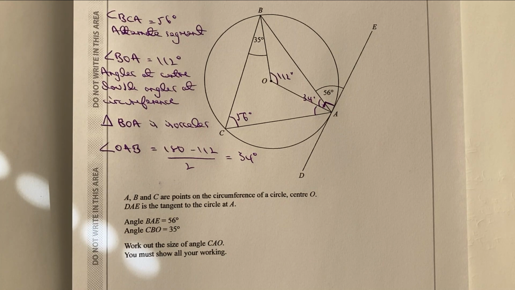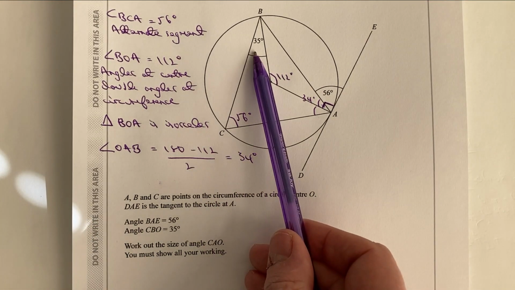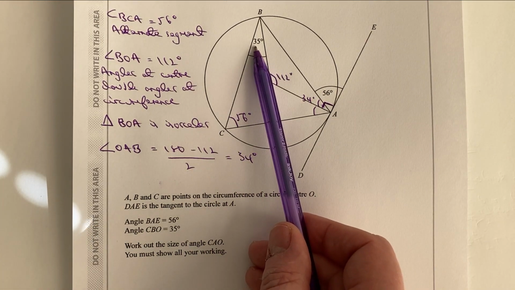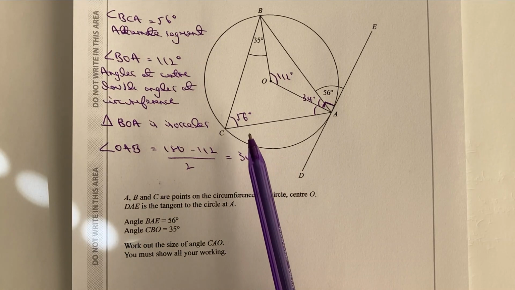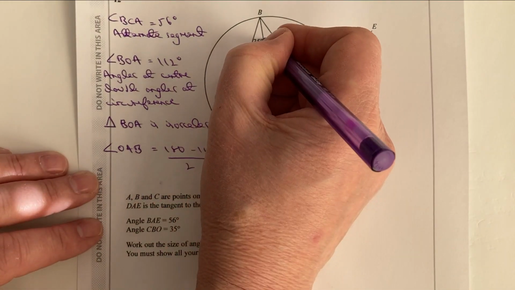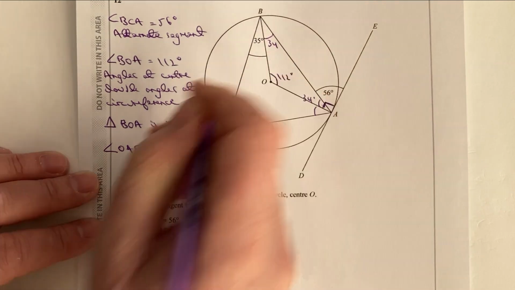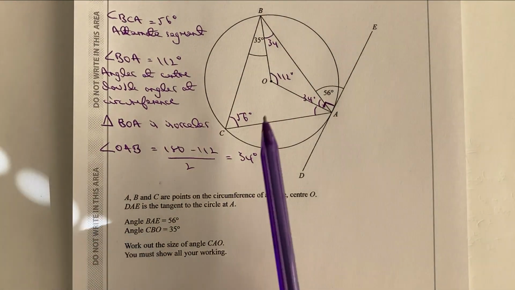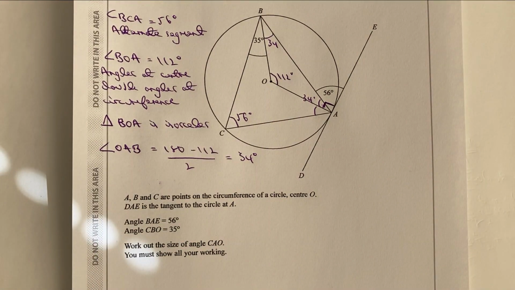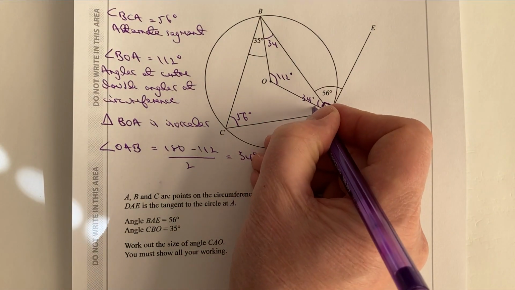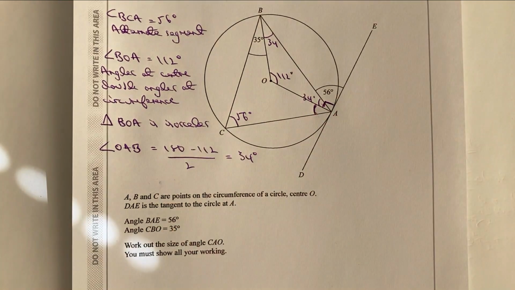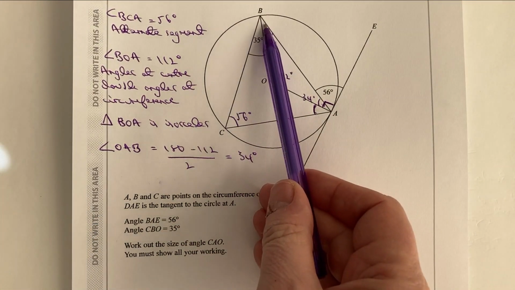Well, what it means then is that if we know that this angle is 35 and this angle is 34, we also know then that this angle together is going to be 69 degrees, okay? So what we need to do is try and figure out how we can work out this angle in here, okay? Well, we've got a triangle, haven't we?